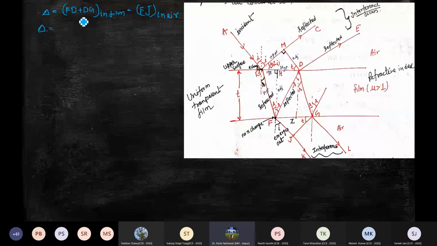So here we will mention this ray which is traveling in the film, we will multiply with the mu here, mu times FD plus DG, minus of FJ. And we know FD equals DG. This distance is the same because the film thickness is the same. That's why delta is equal to 2 mu FD minus FJ.